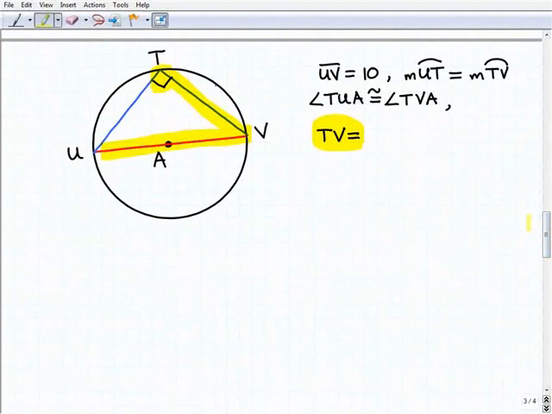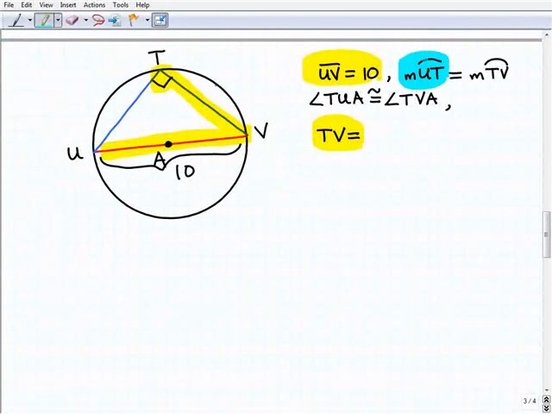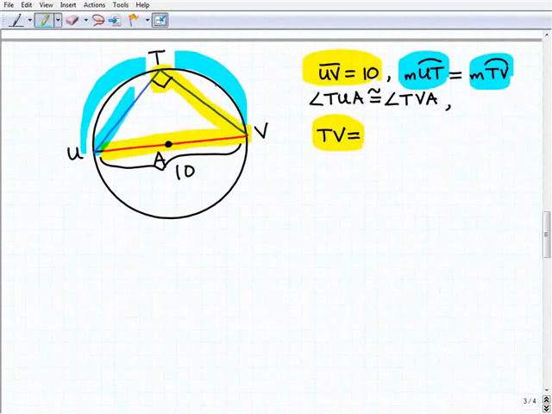Okay, so we know that UV, this distance here, is 10. Okay, so that's the hypotenuse in this right triangle. And what else do we know? Well, we know that the measure of these 2 arcs are equal. Okay, so the measure of UT, this arc here, is congruent to TV. So once again, what do we know about congruent arcs? Okay, so if 2 arcs are congruent, that means their respective chords are also congruent. So this chord is equal to this chord. All right, so now we have a right triangle, and we know that these chords, or these sides of this right triangle, are also congruent.